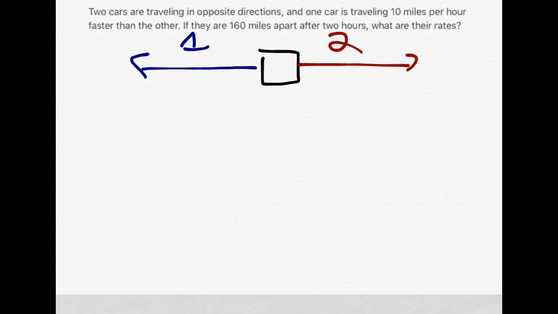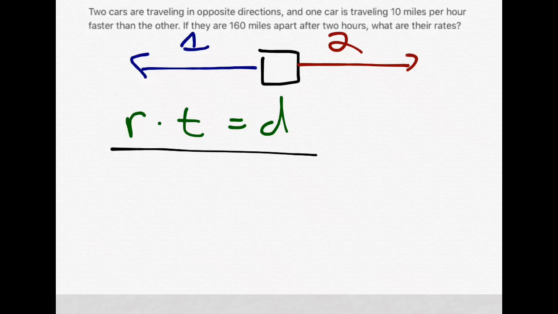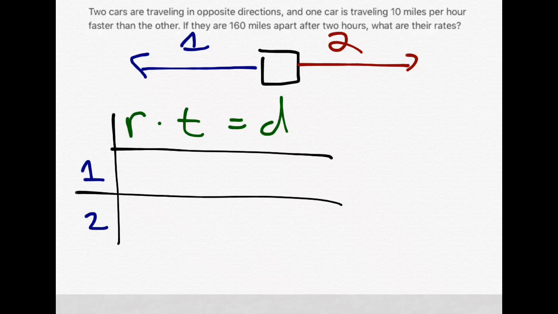We know the formula that we want to use is rate times time is equal to the distance. So if you can imagine, we have car 1 and we have car 2. Do we know anything about their rates, their times, or their distances? Well, we know one thing about their times: they each travel for 2 hours. What do we know about their rates?